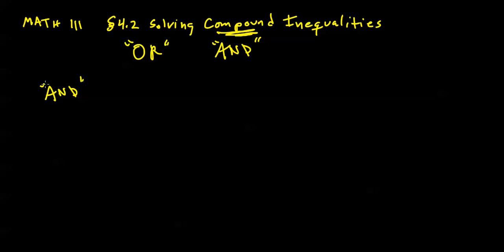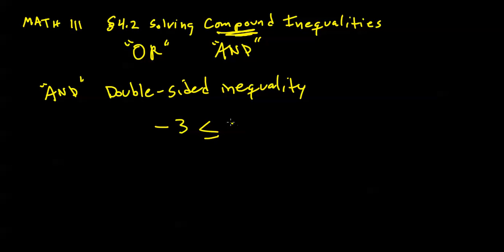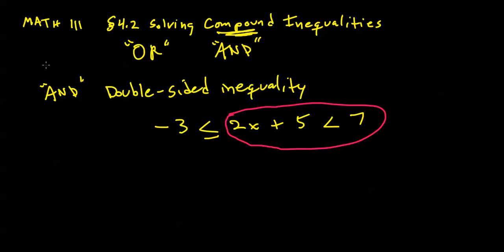Alright, an and type inequality, sometimes referred to as a double-sided inequality, as we'll see in a minute. Something that looks like this. Minus 3 is less than or equal to 2x plus 5, which in turn is less than 7. Now, don't panic on these. I'll show you something. Really, what we're doing is taking this inequality, which we could hopefully solve pretty easily, and intersecting it, or ANDing it, if you will, with the solution of this inequality. Hence the name double-sided inequality.